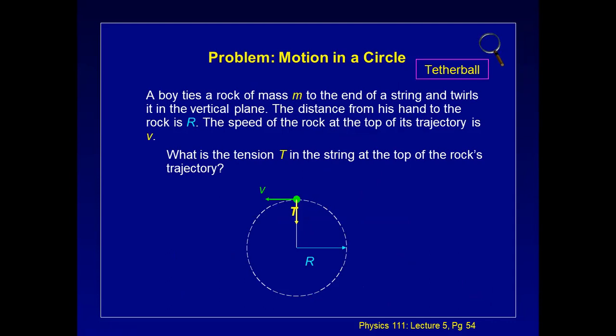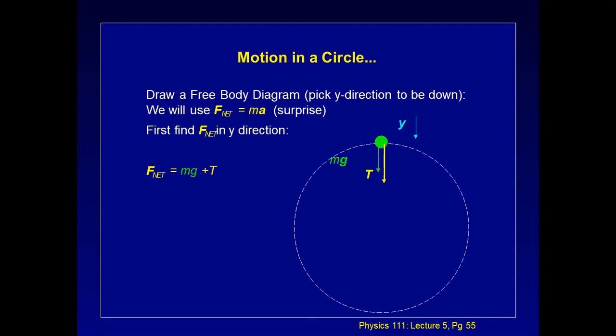Then, a boy ties a rock of mass m to the end of a string and twirls it in a vertical plane. The distance from his hand to the rock is r. The speed of the rock at the top of the trajectory is v. What is the tension T in the string at the top of the rock's trajectory?